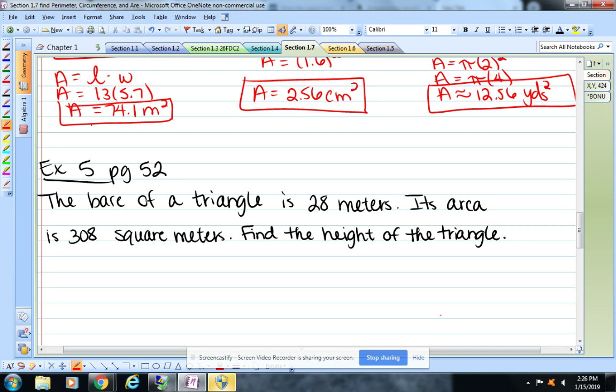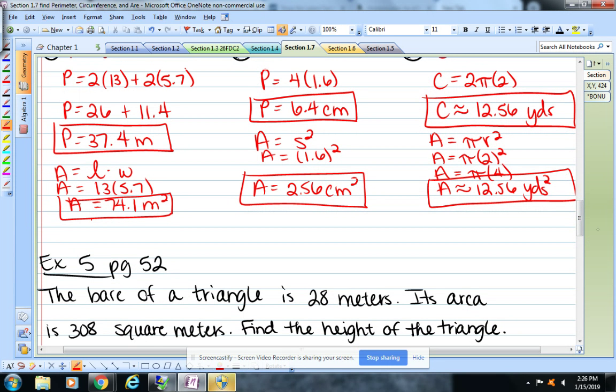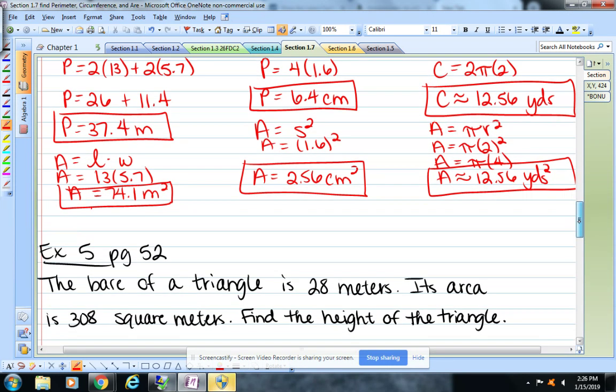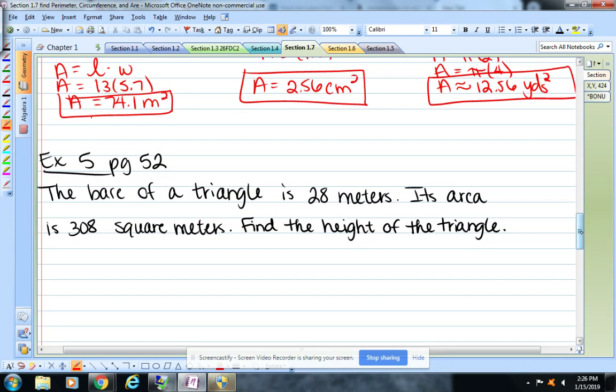Okay, you have a question? What is it? Yes, because they both end up to be 4 times pi. Okay, so what did we say is the area of a triangle formula? 1/2 base times height. That's supposed to be base times height. Okay. Now they told me the area was how much? 308 square meters. What else did they tell me? The base is 28 meters.